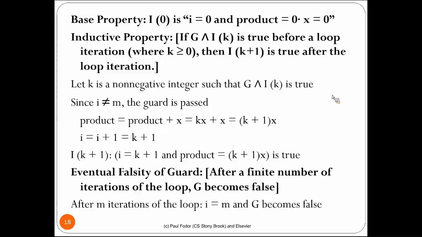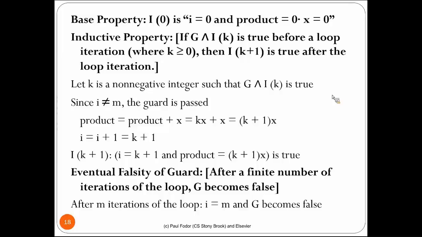So let's assume k is a non-negative integer such that the guard and I of k is true. Since I is different than m, the guard is passed. So we execute the body of that loop. The product is equal with the product plus x. But the product was k multiplied with x. Plus x is k plus 1 multiplied with x after we give x as a common factor. I is incremented with 1, so before I was equal with k, now I will be assigned k plus 1. Now let's look at the loop invariant for k plus 1: I is equal with k plus 1 and the product is equal with k plus 1 multiplied with x. That conjunction is true, so we actually prove the inductive step.